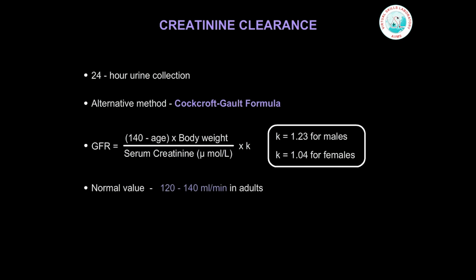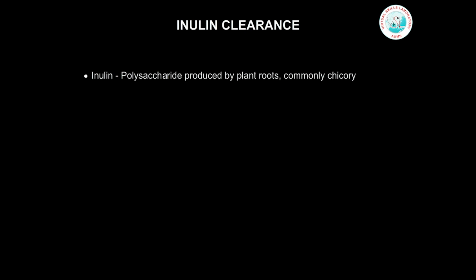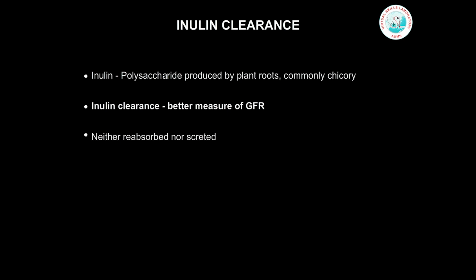Normal creatinine clearance is around 120 to 140 milliliters per minute in adults. In children, it should be calculated according to the body surface area. Inulin is a polysaccharide produced by roots of many plants, most commonly the chicory plant. Inulin clearance is a better measure of GFR as it is neither reabsorbed nor secreted, but this requires infusion of inulin into the blood and is not suitable for routine use.